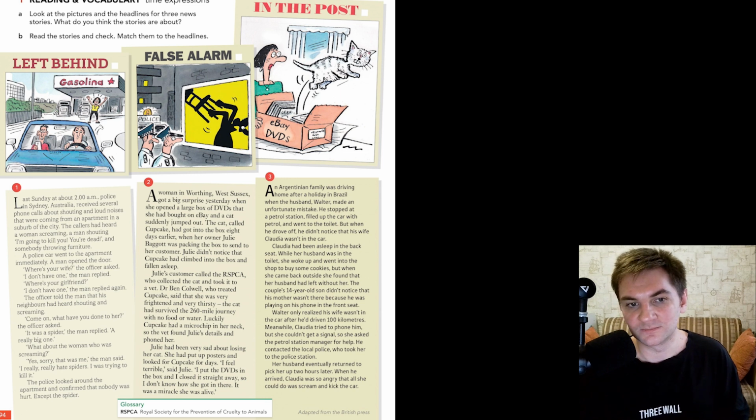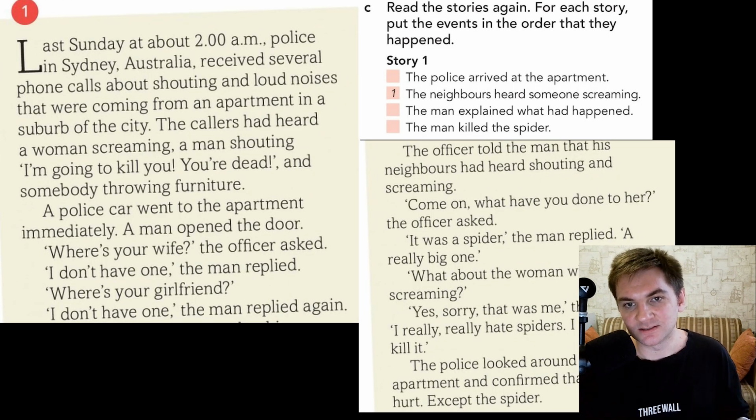Now, let's move on. Part C. Read the stories again. For each story, put the events in the order that they happened. Story 1. The police arrived at the apartment. The neighbors heard someone screaming. The man explained what had happened, and the man killed the spider. Look, at first sight, this task looks very easy, but there can be some things that you need to get from the whole story, not only from the sentences. So listen and read these stories carefully again and put the events in the correct order.